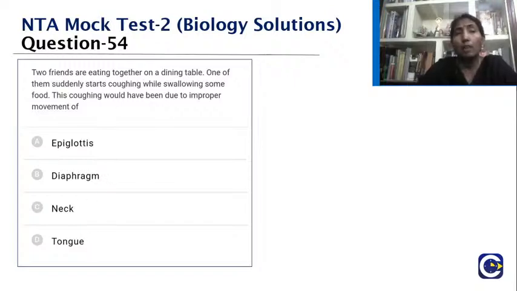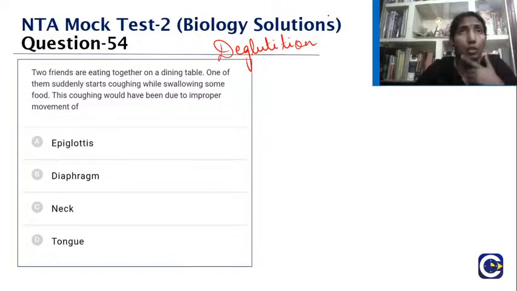See here, when it comes to eating and swallowing, they are talking about something called deglutition. What is deglutition? Deglutition is a coordinated process by which the bolus, the food, is propelled from your oral cavity into the stomach. It has three stages: the oral stage, the pharyngeal stage and the esophageal stage. The pharyngeal stage has four options, which I will teach you when I am teaching you GI physiology.